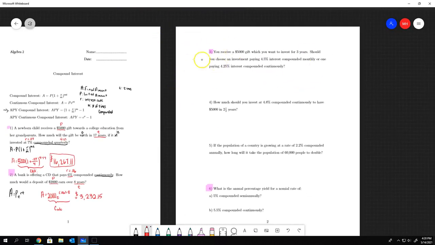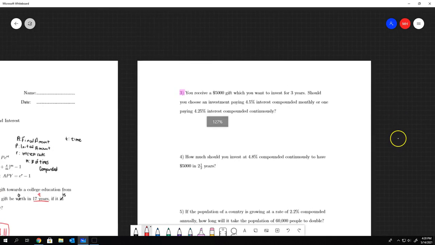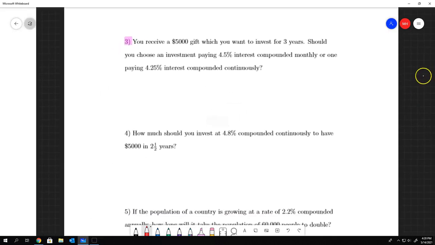We're going to try number 3. So 3 says you received a $5,000 gift. I would love to receive a $5,000 gift. So that's the amount we're receiving. That is the initial, so we can go ahead and label it P. That you want to invest for 3 years.